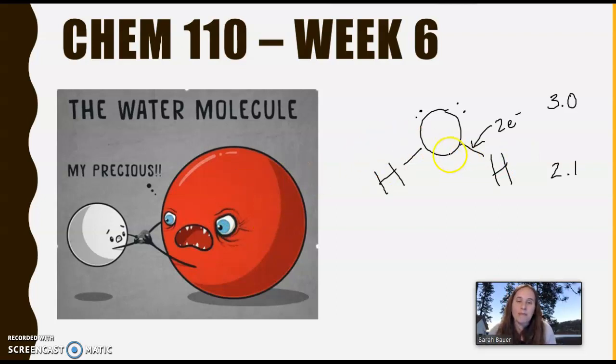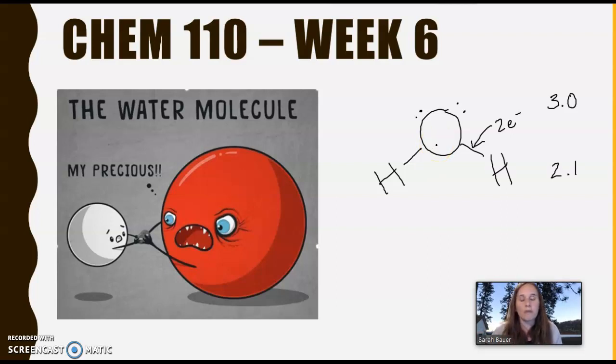And because of that, it doesn't win in the tug of war, like yank the electrons away to make ions, but the electrons do end up spending more time on what we would say is the oxygen side of the water molecule. So they're over here, even though they might belong to the hydrogen, they're actually over here more often. And that inequality in electron density does result in partial charges.